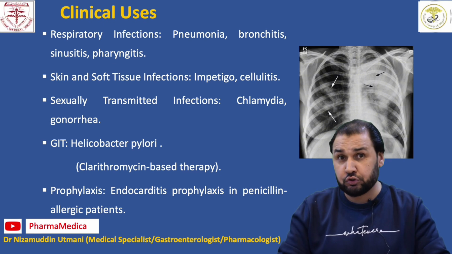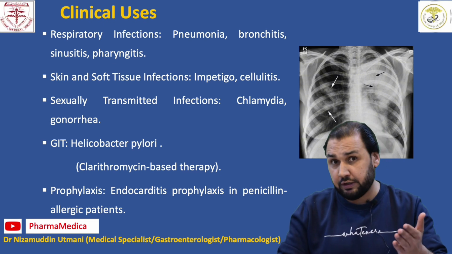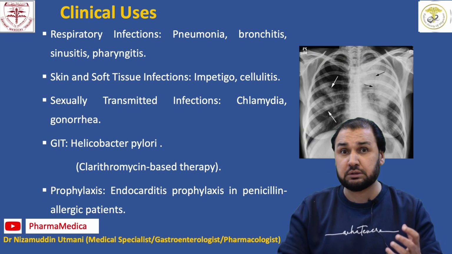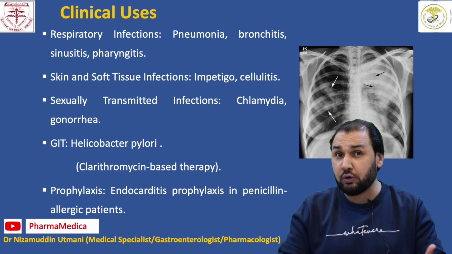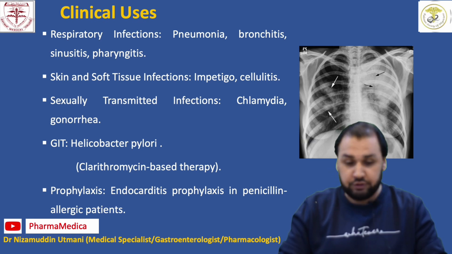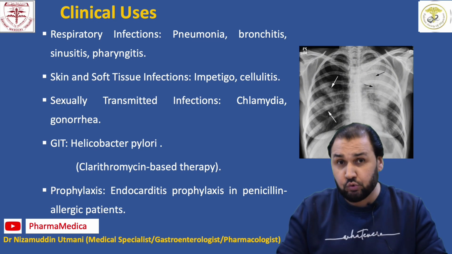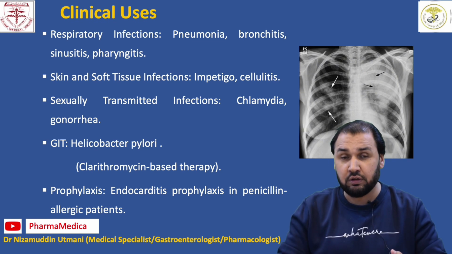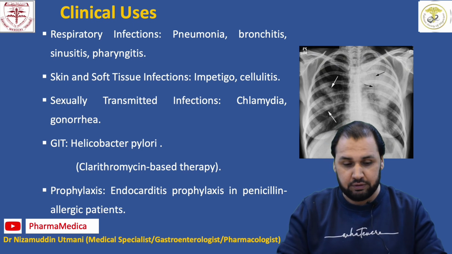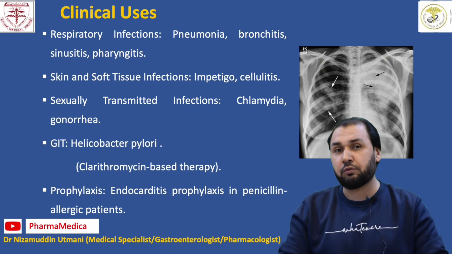They can be used for skin and soft tissue infections, especially azithromycin and roxithromycin, which we use in impetigo, erysipelas, boils, and folliculitis. They can also be used for sexually transmitted diseases like chlamydia and gonorrhea, and for H. pylori infection of the GI tract. We give two antibiotics, clarithromycin and amoxicillin, along with the PPI.